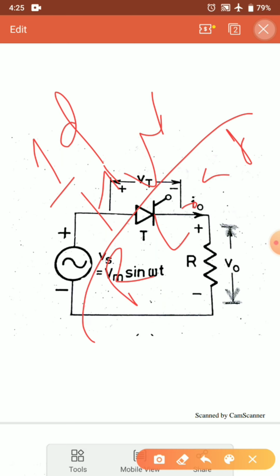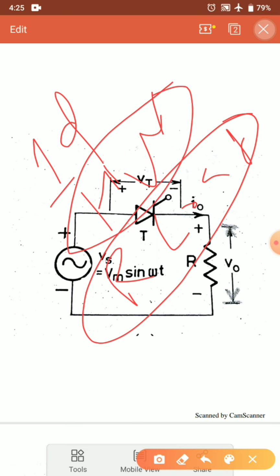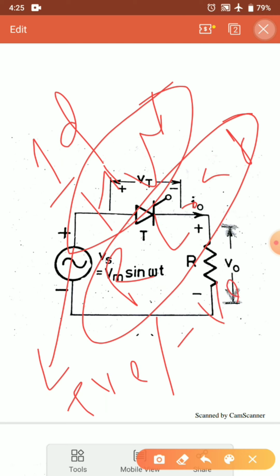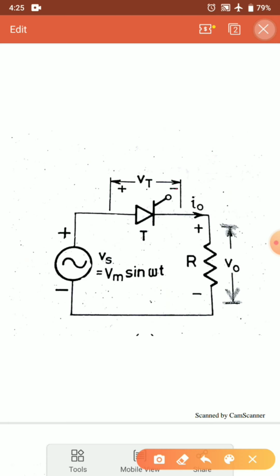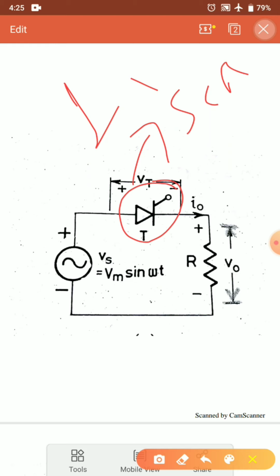Now here we can see that it is half wave. Half wave means either the positive half cycle or the negative half cycle conduction will be there. Here in my case we have only positive half cycle conduction, and for the negative half cycle there is no conduction. In this diagram I have only one SCR, that is, the number of SCR is 1, which means that it will conduct only for the positive cycle.